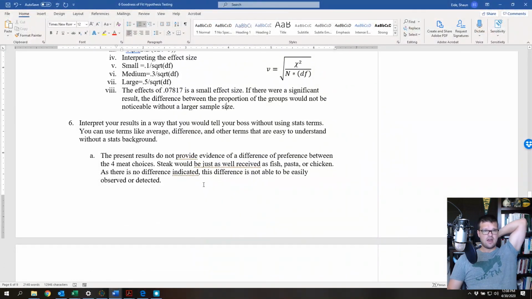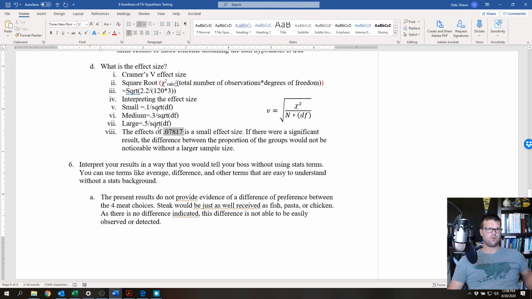Next, interpret your results in a way that you would tell your boss without using stats terms. Okay, so this is how we would write it. The present results do not provide evidence of a difference of preference between the 4 meat choices. Steak would be just as well received as fish, pasta, or chicken. As there's no differences indicated, this difference is not able to be easily observed or detected.